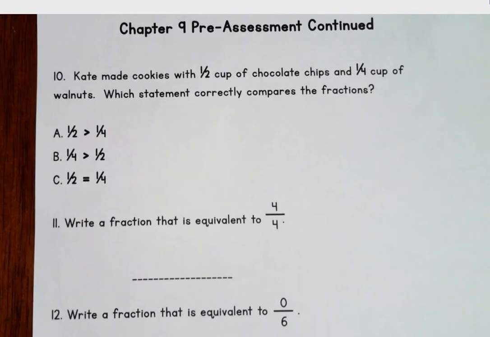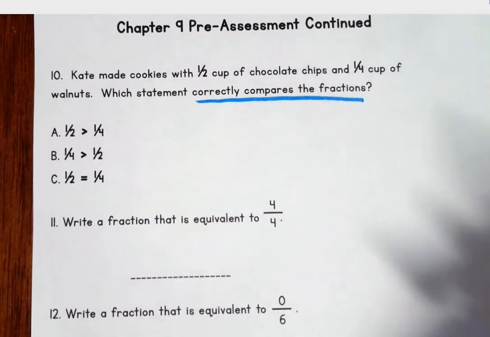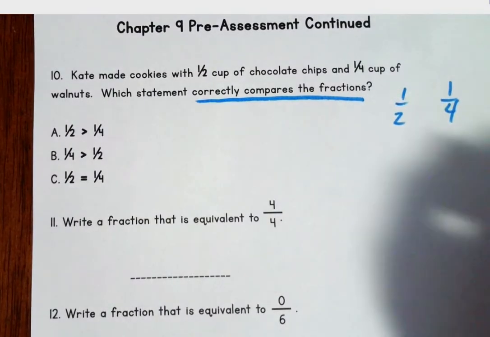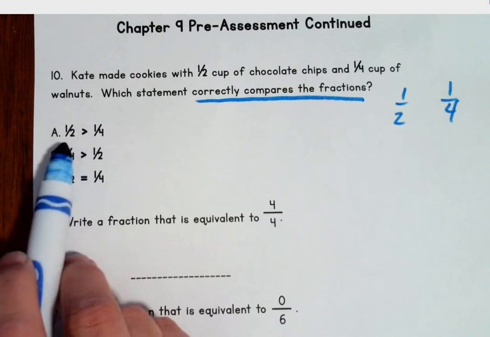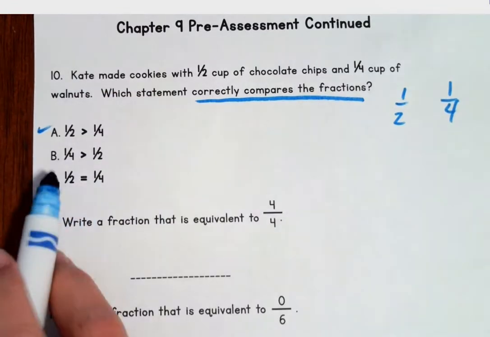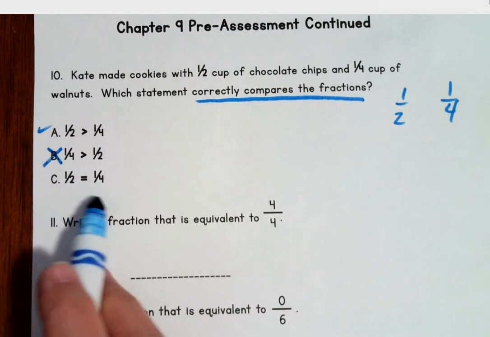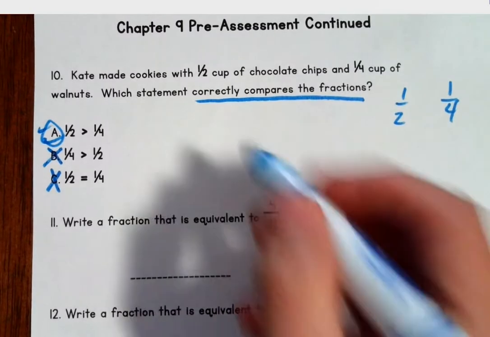Kate made cookies with 1/2 cup of chocolate chips and 1/4 cup of walnuts. Which statement correctly compares the fractions? Correctly compares. So you have 1/2 and 1/4. Now think about that. Think about the size of those pieces. Is 1/2 greater than 1/4? Possibility. Is 1/4 greater than 1/2? Oh, no, that's not it. 1/2 is equal to 1/4? No, that's not it. So our possibility is our answer.